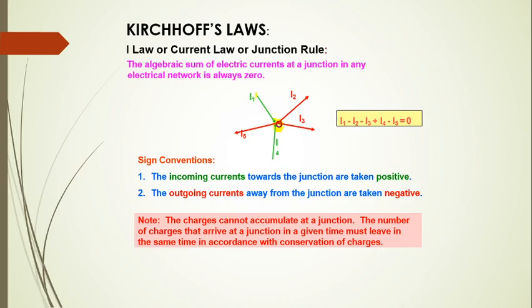In this case, I1 is the current coming toward the junction, and in the same way I4 is coming toward the junction. So incoming current toward the junction is taken as positive, and outgoing current I2, I3 and I4 is taken as negative, and the sum of these currents is equal to zero. This is the sign convention: incoming current toward the junction is taken as positive, outgoing current from the junction is taken as negative. Charges cannot accumulate at the junction. The number of charges arriving at the junction in a given time must leave in the same time, in accordance with conservation of charge. This first law is known as the junction rule.